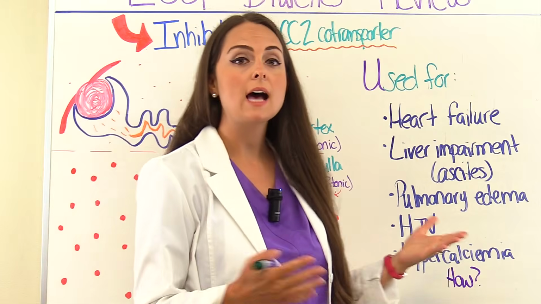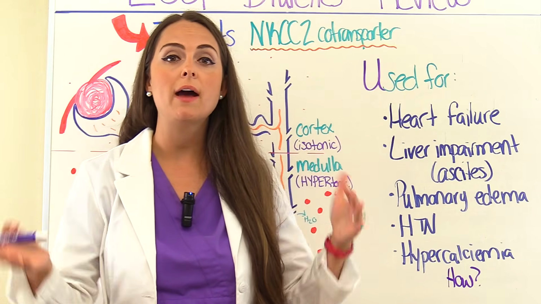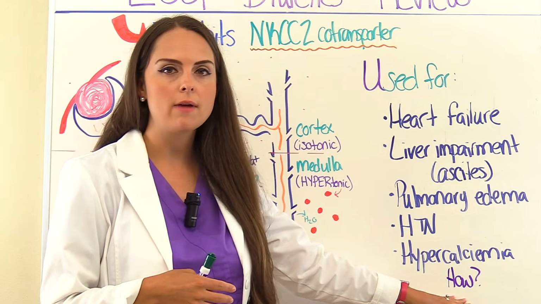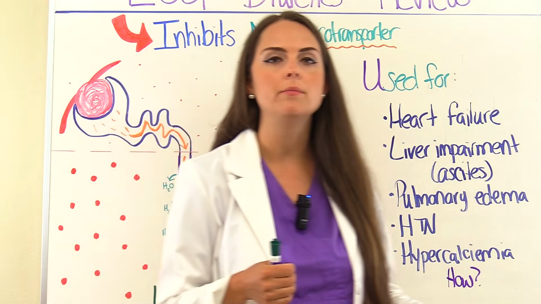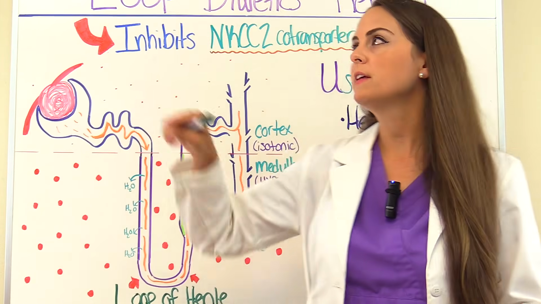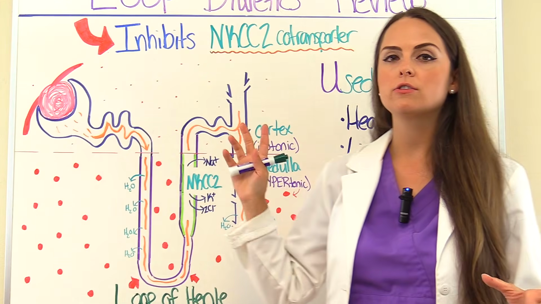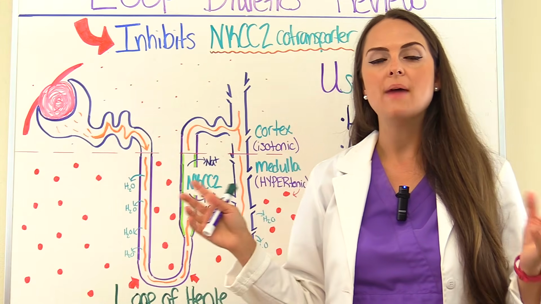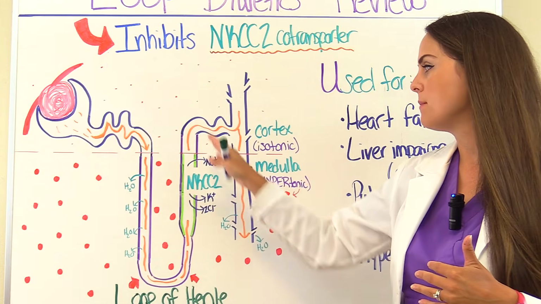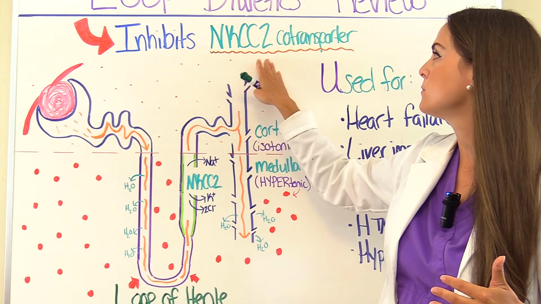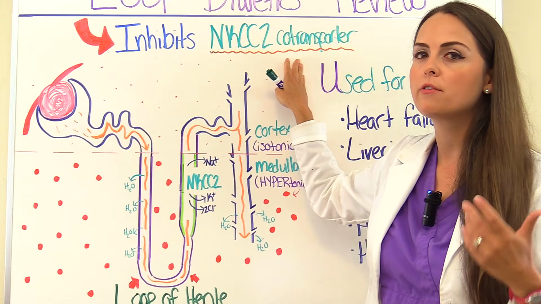And it also treats hypercalcemia, which is where you have a high calcium level in the blood. But how can loop diuretics treat a high calcium level in the blood? Well, we've learned that loop diuretics really manipulate how ions are going to be transported back into the blood from this filtrate, because we're inhibiting this sodium-potassium-chloride transporter, and that will throw things off.